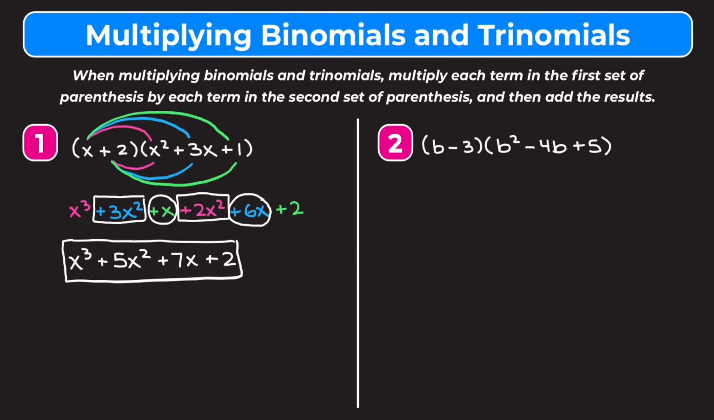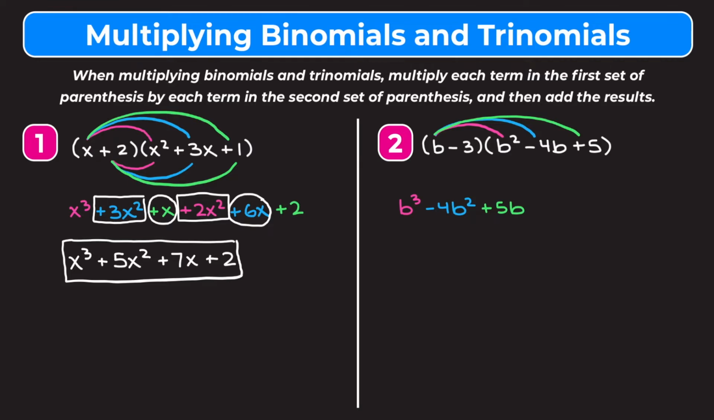Let's take a look at example 2, which is the quantity of b minus 3 times the quantity of b squared minus 4b plus 5. So we're going to do a similar thing. This b has to multiply by every term in the second set of parentheses. So we're going to do b times b squared, which is b cubed. Then we need to multiply the b by minus 4b, which is a minus 4b squared. We need to multiply the b by a plus 5, which is plus 5b.